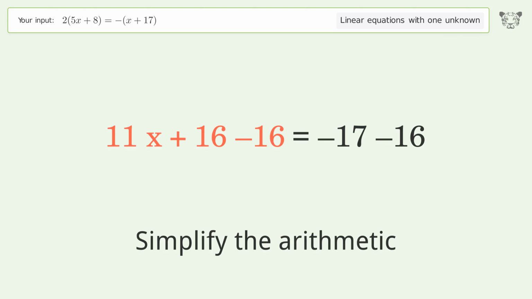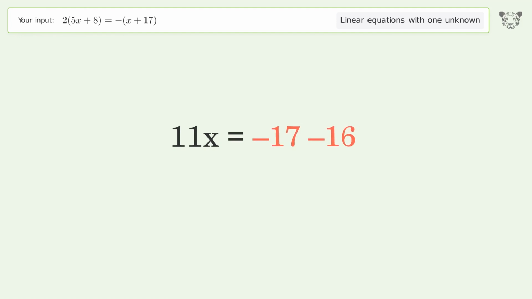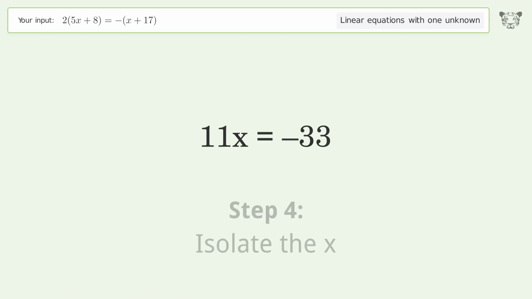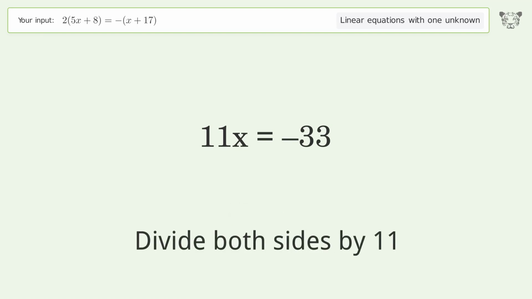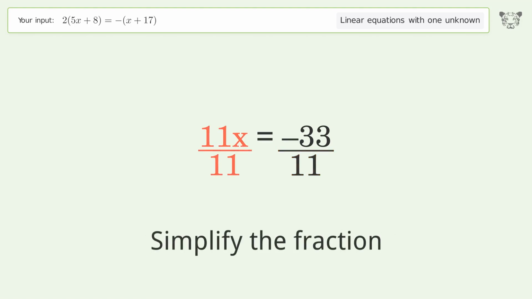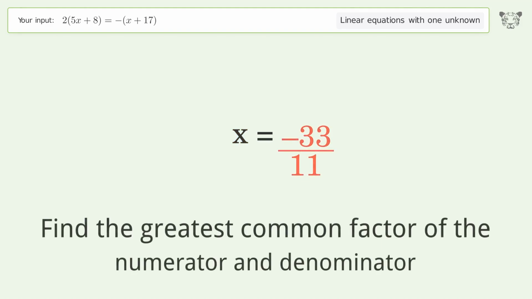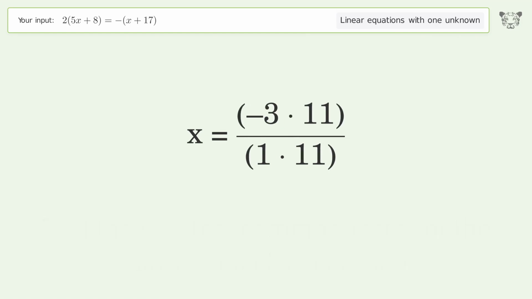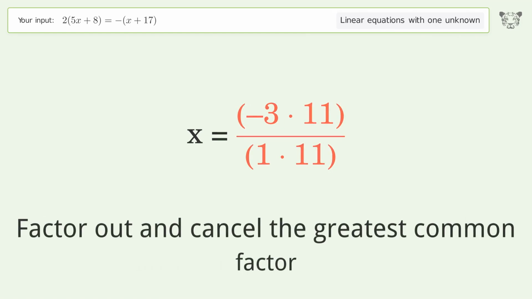Simplify the arithmetic. Isolate the x. Divide both sides by 11. Simplify the fraction. Find the greatest common factor of the numerator and denominator. Factor out and cancel the greatest common factor.